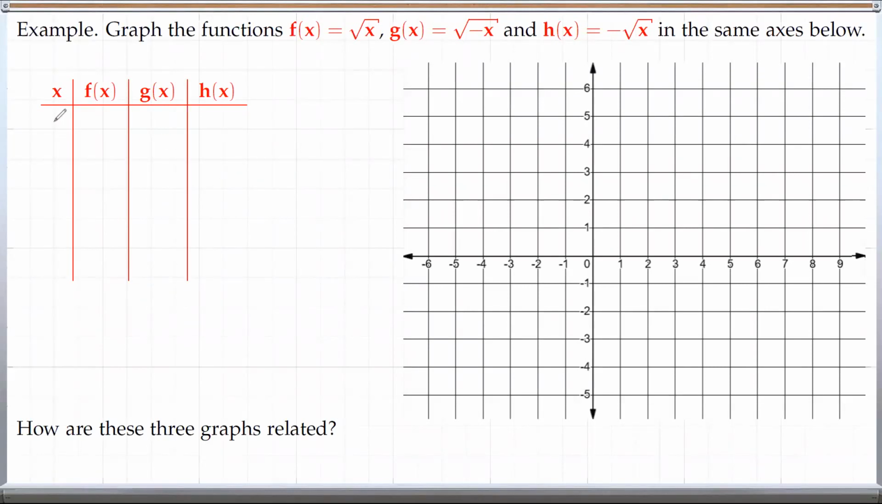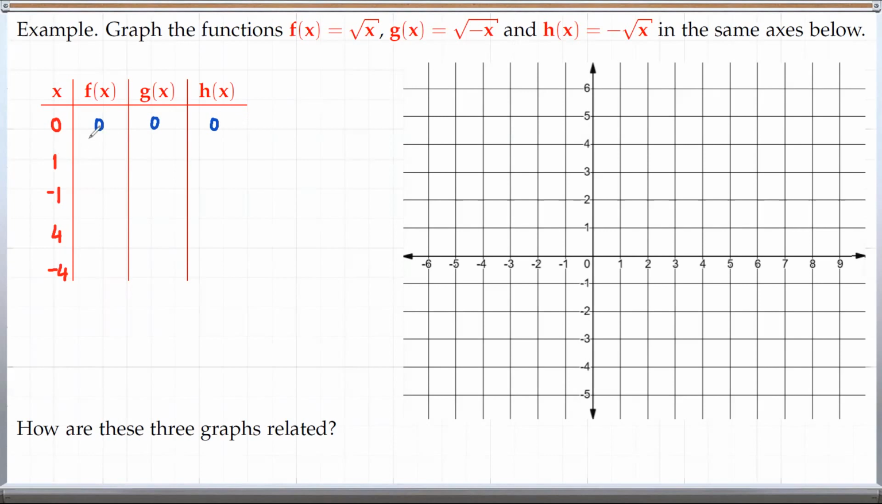Values of these functions for x equals 0. Maybe we can look at 1 also, negative 1. Let's look at 4 and negative 4. So when x is 0, f of x, which is square root of x, will be square root of 0. So that is 0. G of x is square root of negative x. So square root of negative 0. Negative 0 is 0. So square root of 0 is again 0. H of x is negative square root of 0. So this is also 0.